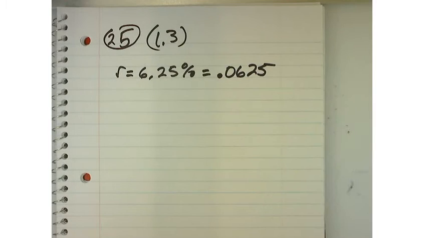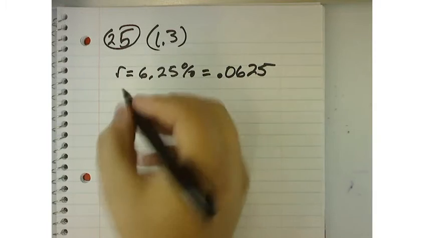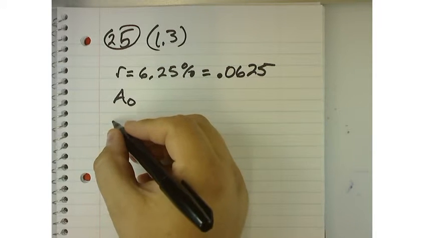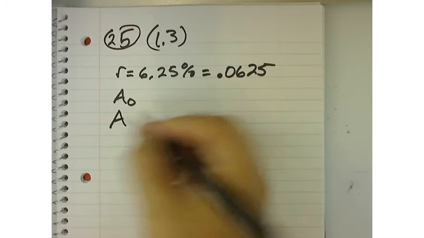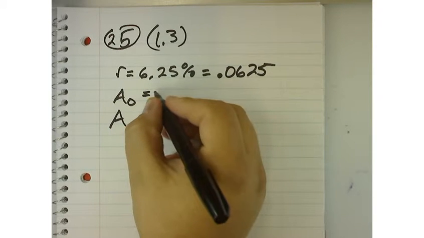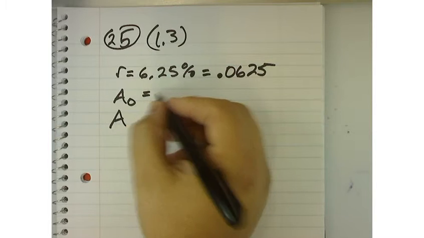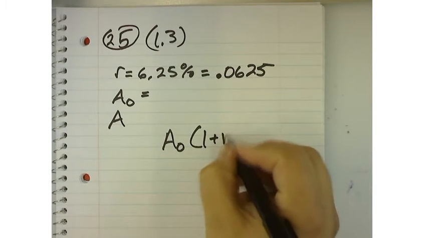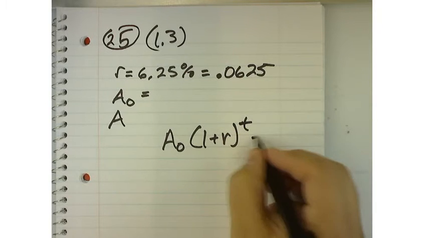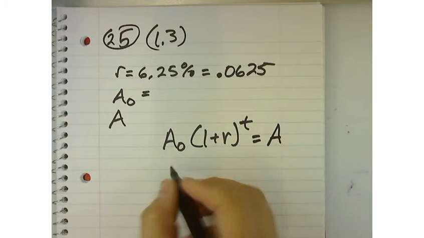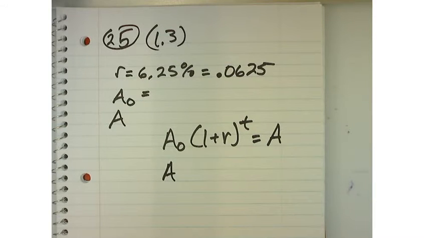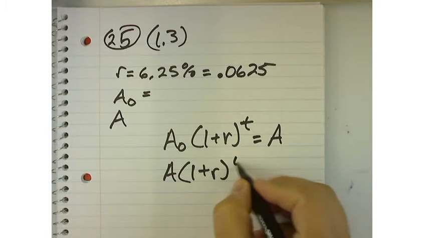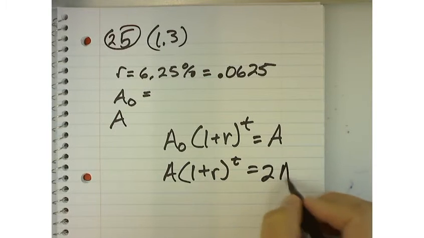Do we know what the original amount is? No, so it's just A naught. And do we know what the final amount is? Double. Yeah, it's double, right? So why don't we just call this A, or in other words, we're going to take this equation of (1 plus r) raised to the t equals A, but we know that the original amount would be A, and that what we want to end up with is 2 times A, right?